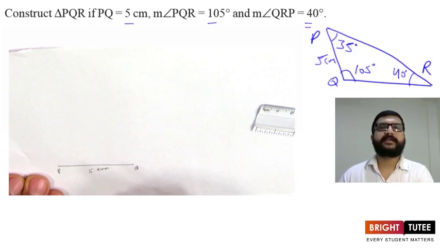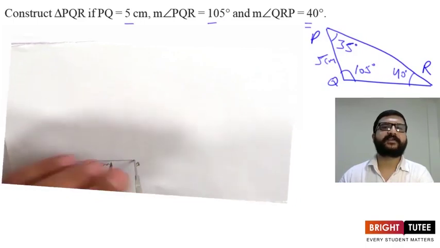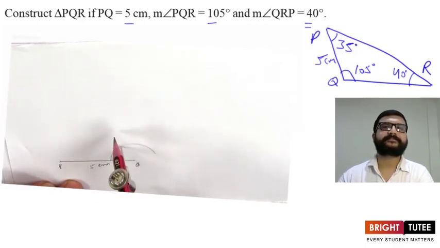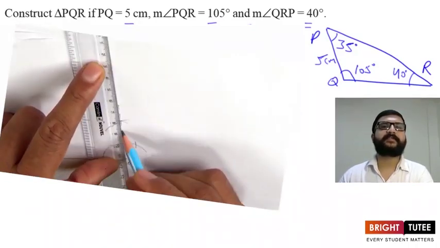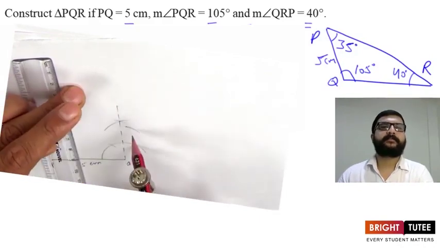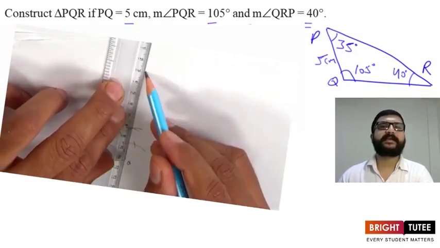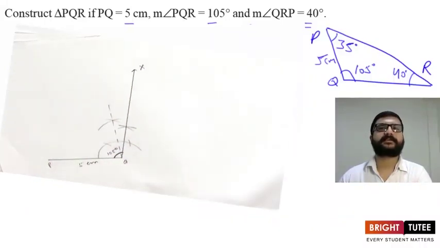Now the next step is angle PQR is equal to 105 degrees. So here at Q we have to construct a 105 degrees angle. So it will be like this. So here in the steps of construction we will write construct 105 degrees angle at Q such that PQX is equal to 105 degrees. This is the second step of construction.